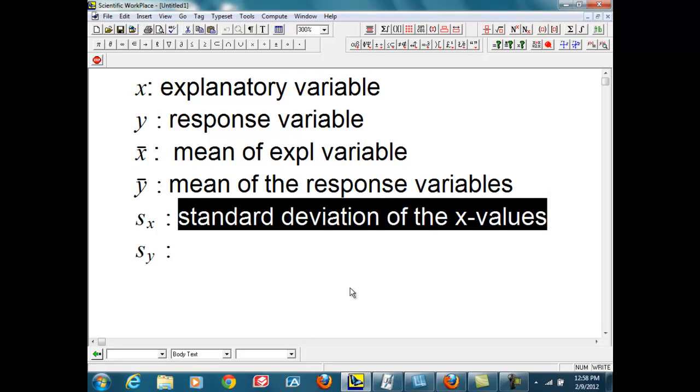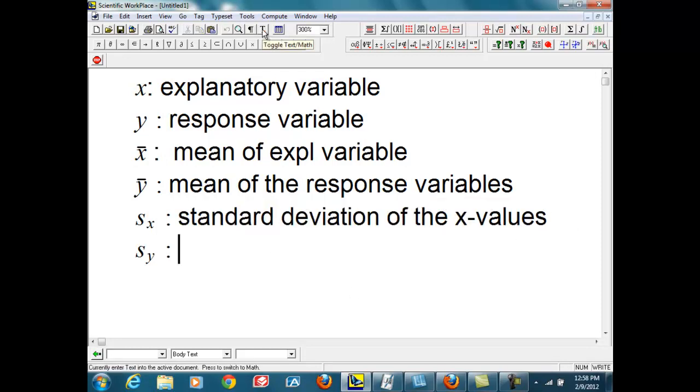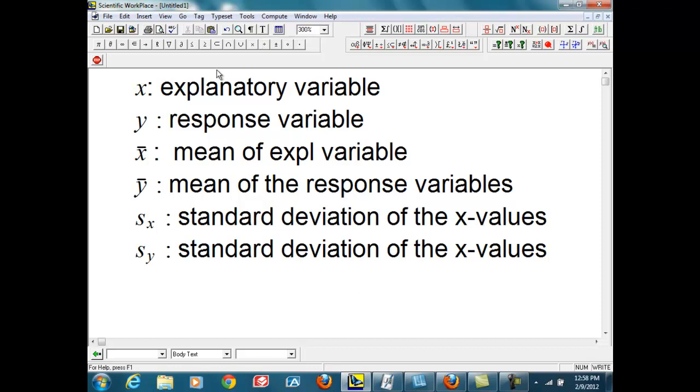All right. Of the Y values. So let me bring another terminology here. That is R. What are we going to use R for? We are going to use R as a numerical measure of the strength of a linear association. Everybody clear?